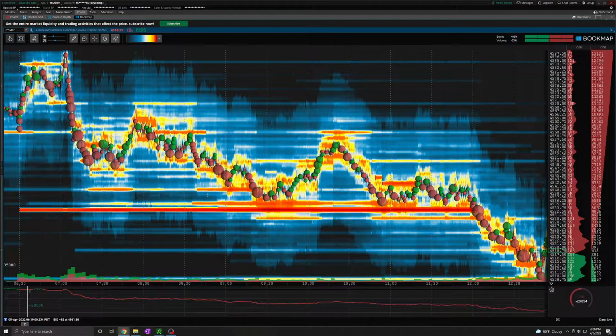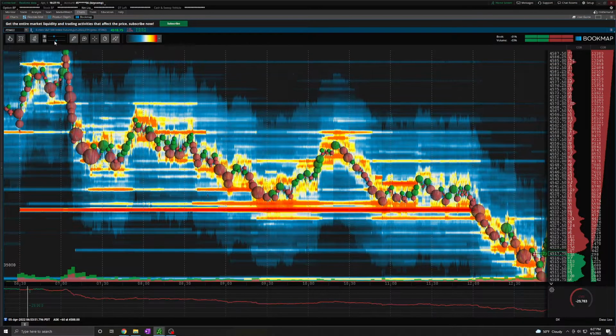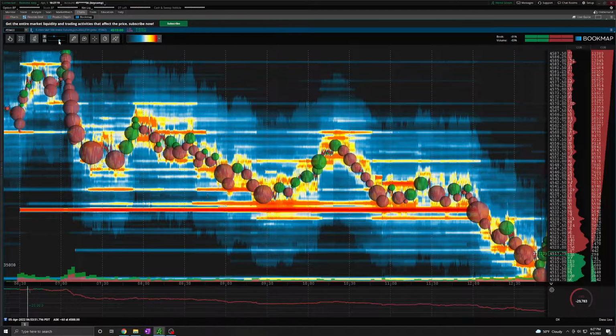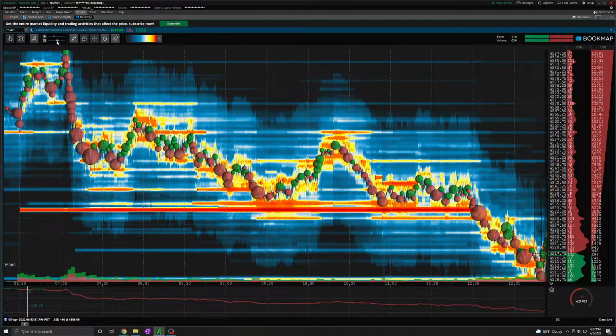So this is the general view that you'll see when you start looking at BookMap. The first thing is the top bar. And here you can configure things. You can either move or drag or zoom in to certain areas. You can also move the colors around and change the size of the volume dots. I'll have them at a little bigger size just because I have a bigger screen here.